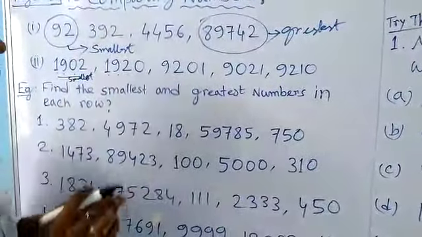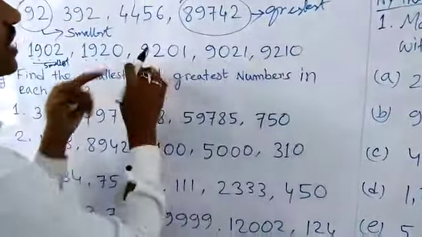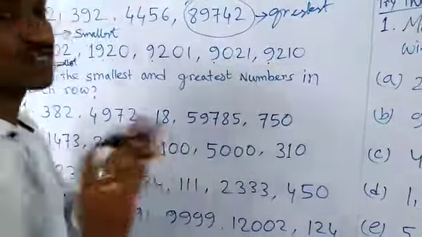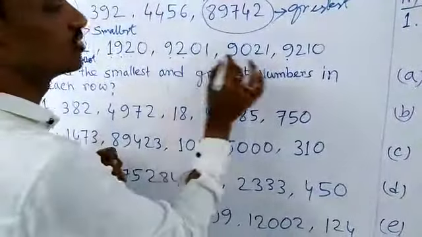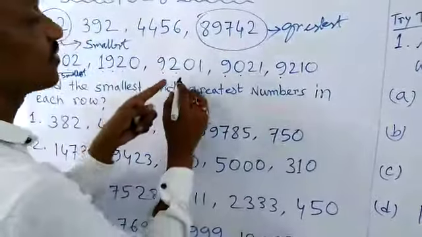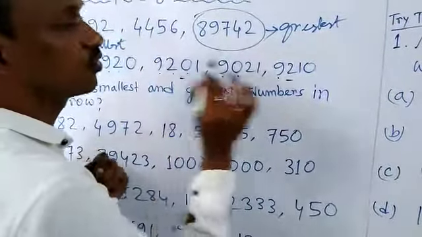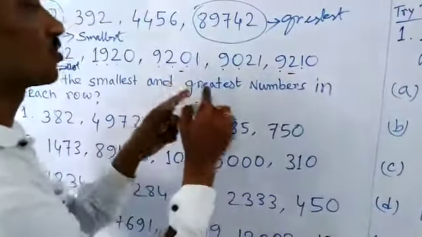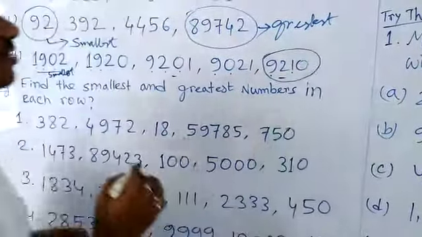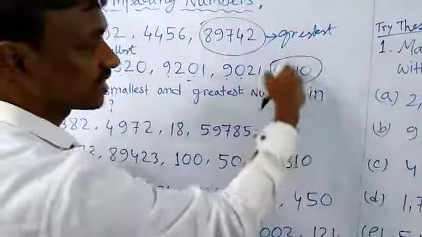Then we look at the 3 numbers. What is the greatest number of these? In the 3 numbers, the first digit is 9, 9, and 9, the same, and the second digit is 2, 0, and 2. So 0 is the smallest of these. So we compare this and this. The third digit in one is 0, and in the other is 1. So 1 is greater than 0. So that's why it is the greater of these. So this is the smallest number of this, and this is the greatest number of this.